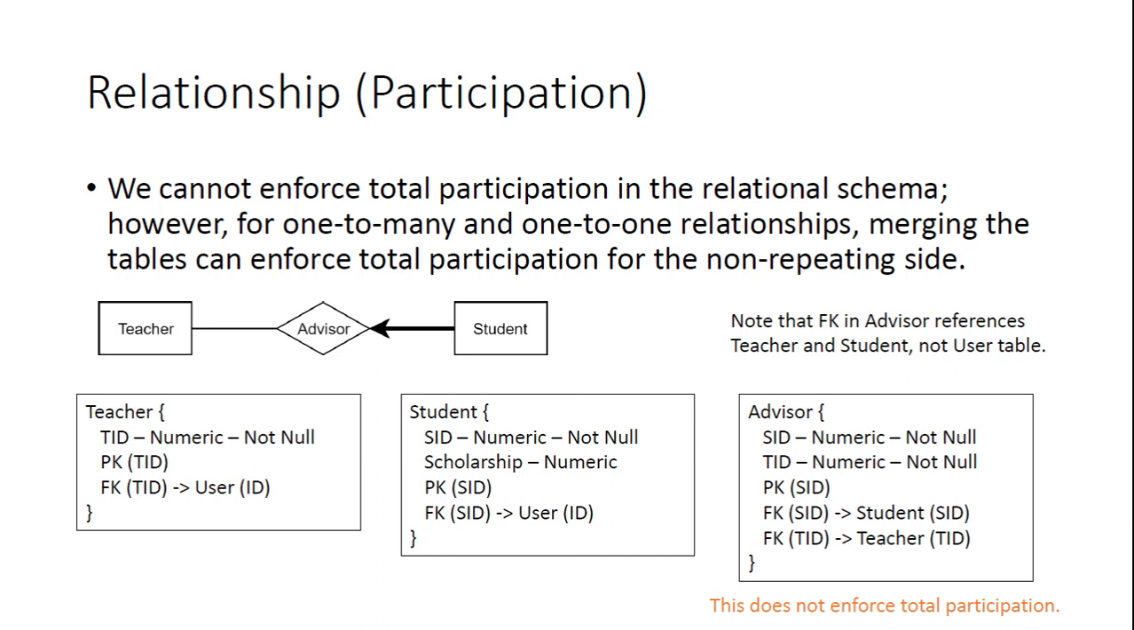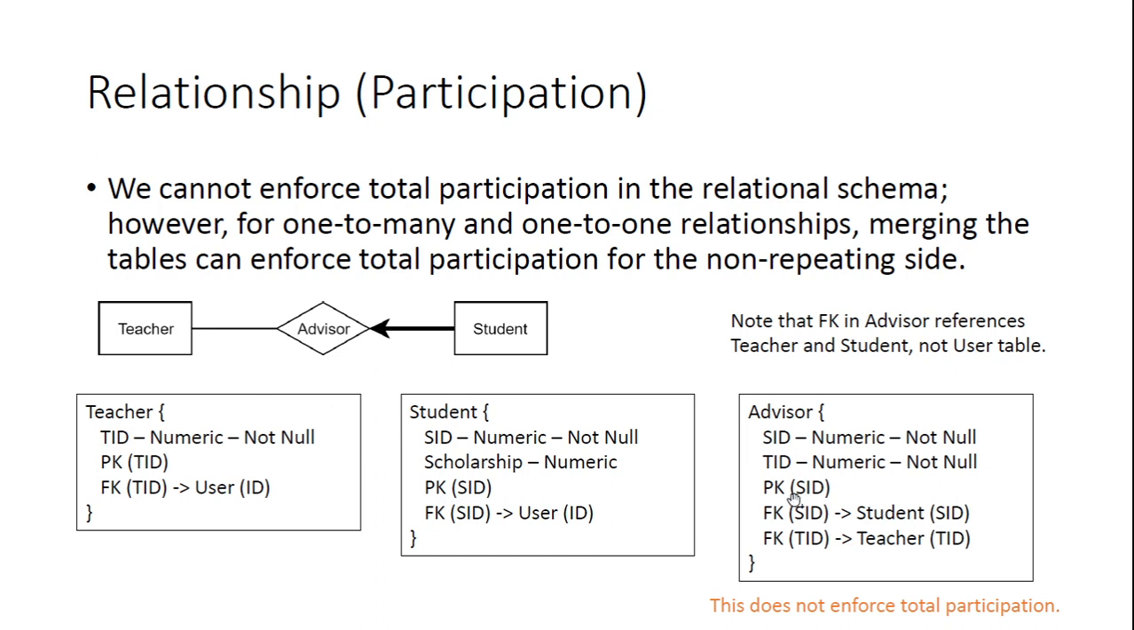You can do it through the code, right? We are going to see examples in future. But through the design of the tables, if they are separate tables, we cannot enforce total participation. But for some cases, we can enforce. For one-to-many and one-to-one relationships, we can merge the tables to enforce total participation.